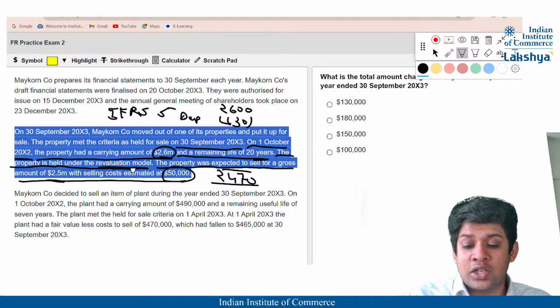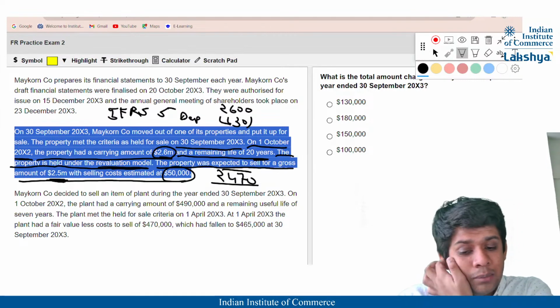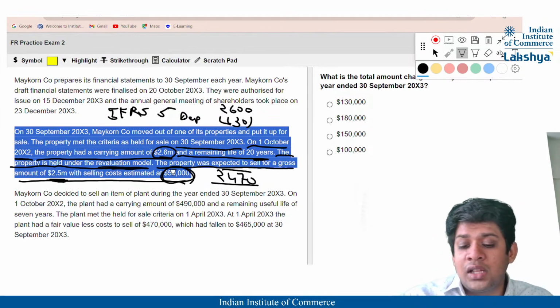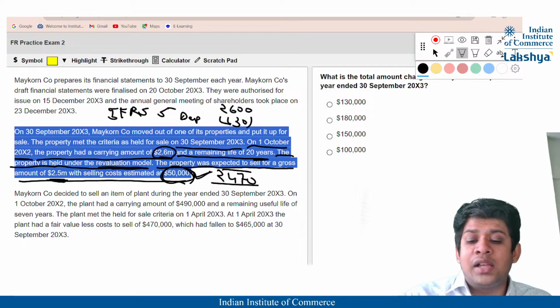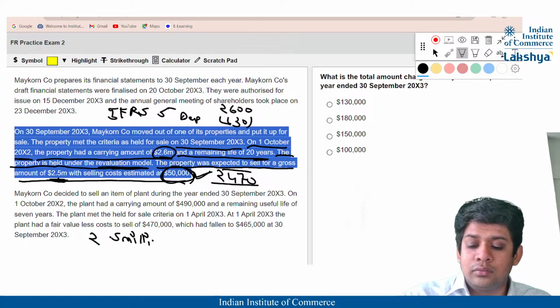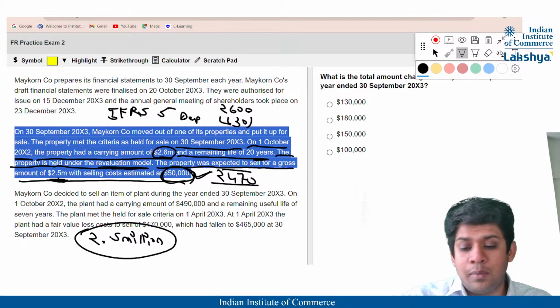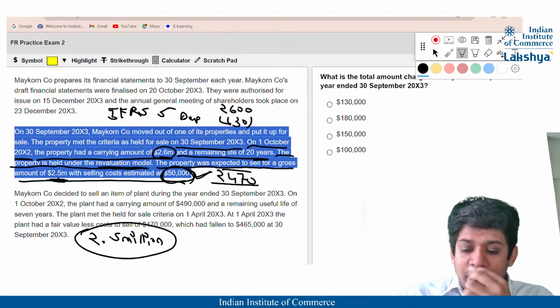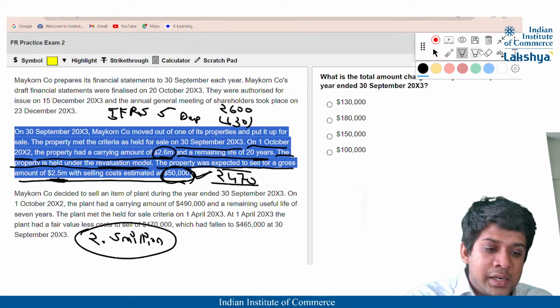I mean, at the revaluation model, and the property was expected to sell for a gross amount of $2.5 million, but the selling cost to be incurred were $50,000. Its carrying value, guys, is 2470. Its fair value rather is 2.5 million, correct? Its fair value is 2.5 million. So, from that, just a second.